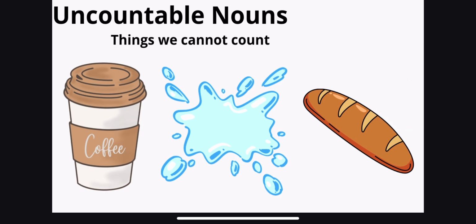Now I will talk about uncountable nouns. They are things that we can't count individually. For example, water, rice, and milk. We do not use numbers with these nouns.